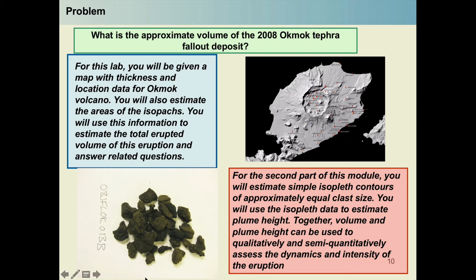So on the lower left here, this is an example of what some of these eruptive products from this volcano look like. So this location 13B is way out here along the northeastern coast. You can see these clasts here. They're actually juvenile magma. They're little scorias, and they're basaltic andesite in composition. These are all about 2 to 3 centimeters in size.